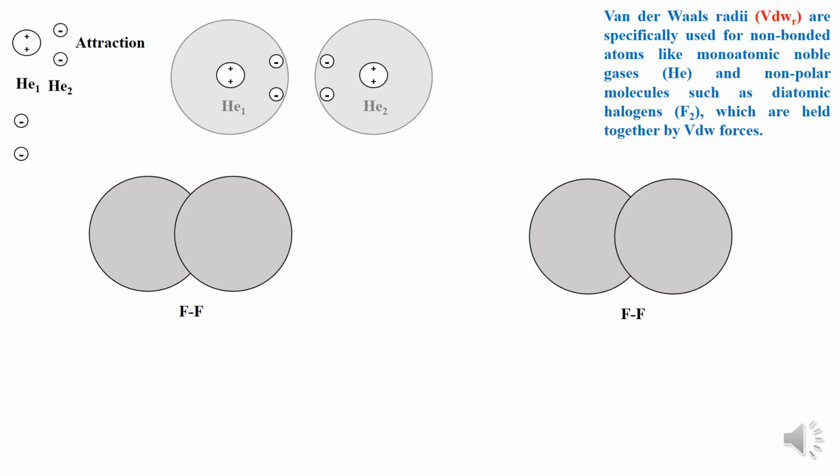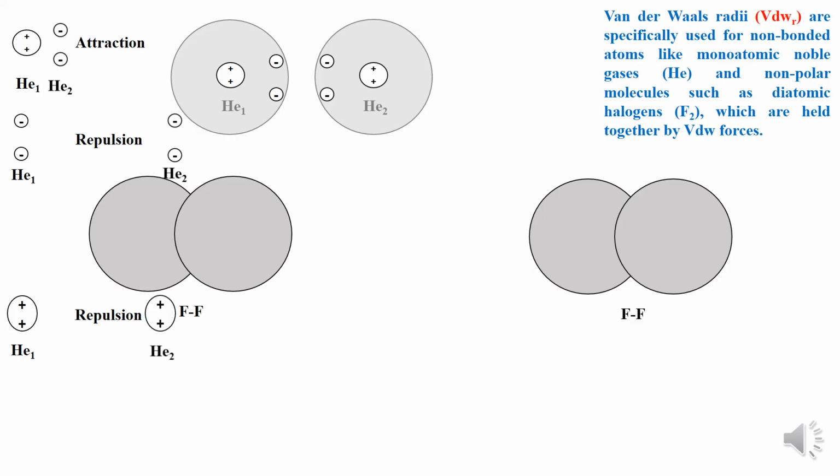Now second scenario, the valence electrons of the helium atom 1 repel the valence electrons of helium atom 2. So there is repulsion. This is scenario 2. What about scenario 3? Now in scenario 3, nuclear protons of helium atom 1 repel the nuclear protons of helium atom 2. So there is repulsion. So there are 3 scenarios: 1 attractive force and 2 repulsive forces.